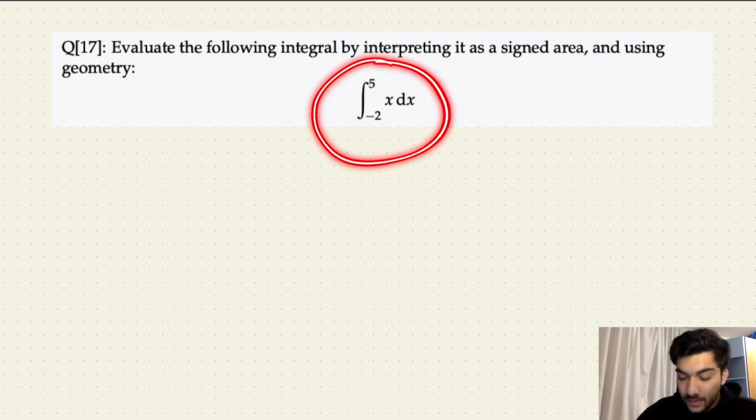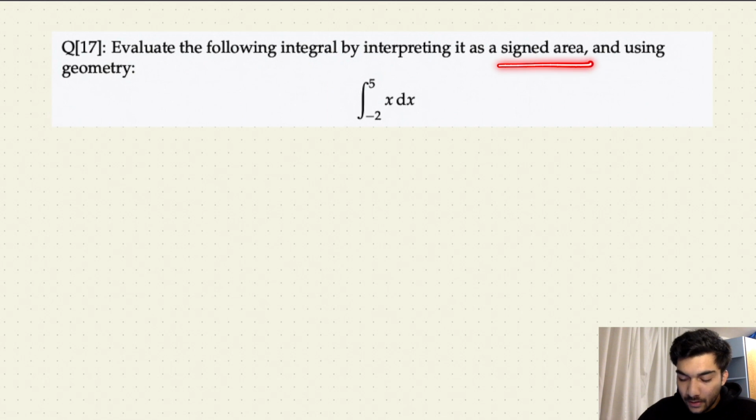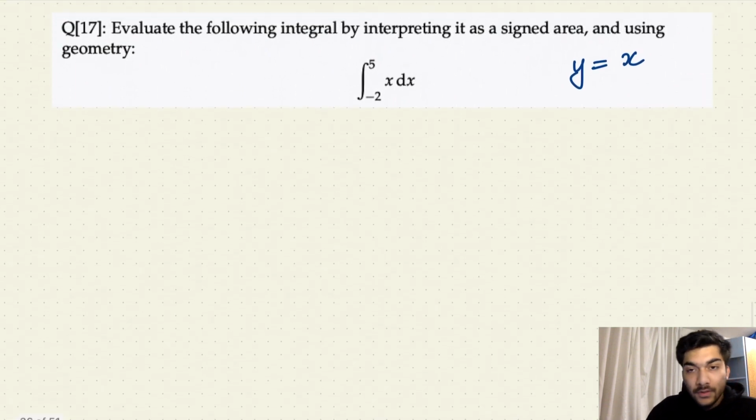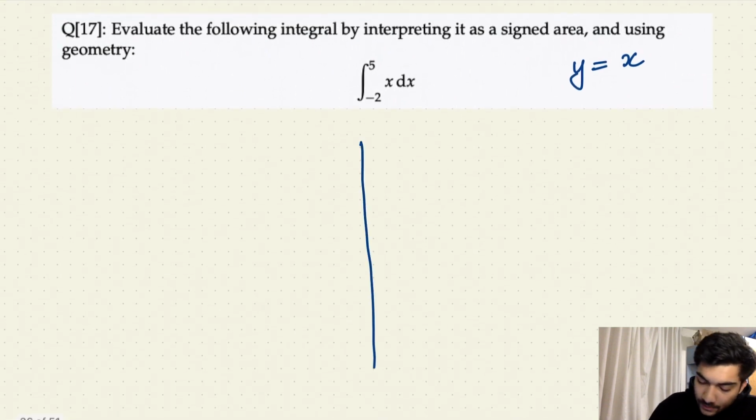So whenever you're given such type of questions, when you have to interpret the signed area or when you have to calculate the area under the curve for a function by only using geometry, it's much recommended to first sketch the graph of this function and notice how the area under the curve would look like in this case. So we'll start with first drawing the sketch of the function y equals x. So I'll draw the axis first.